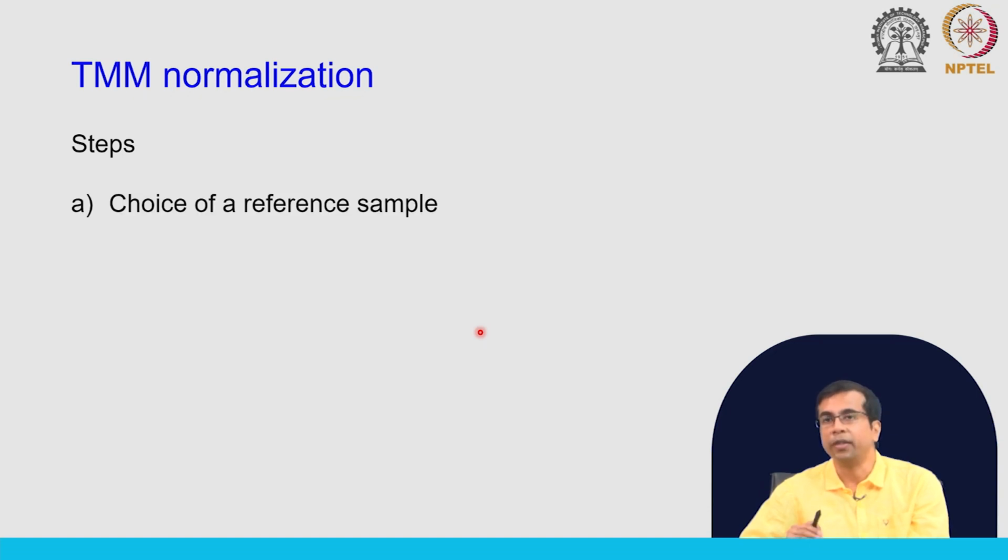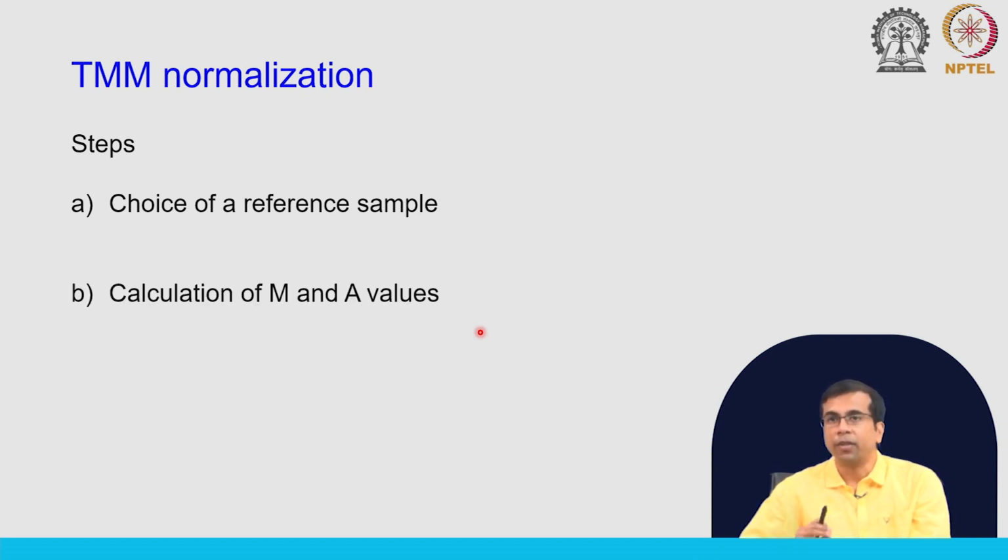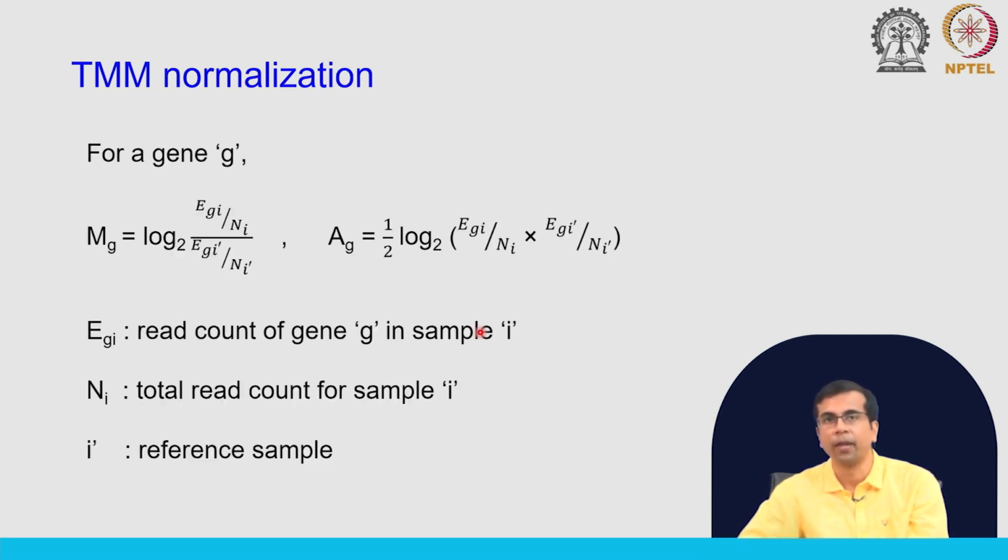So, the first step in this method is you have to choose a reference sample. Okay. So, when you are comparing two samples, you choose a reference sample against which you will compare another sample, right. Once you have chosen this reference sample, you compare against other samples and you can calculate something called M and A values. Okay. These M and A values will come later on as well for different purposes when we talk about differential expression analysis, etc. Okay. So, how do you calculate these M and A values?